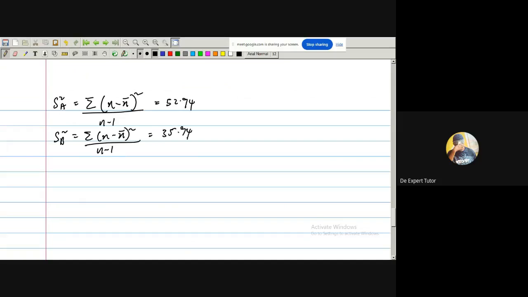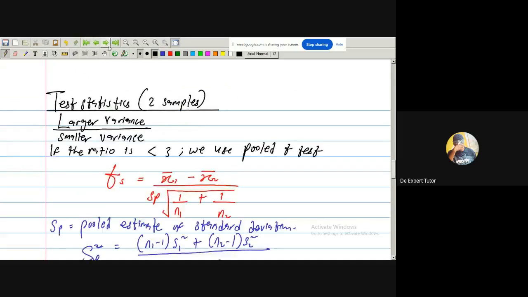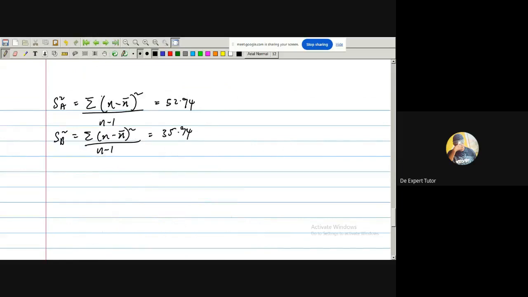Now, we have gotten that one. So after getting your variances, remember, we want to know what type of T we are using. We don't know, so find the ratio of their variances. Don't forget, the larger variance will be up and the smaller variance will be down. If you observe, the ratio is less than 3. So since it's less than 3, we are using the pooled T test.